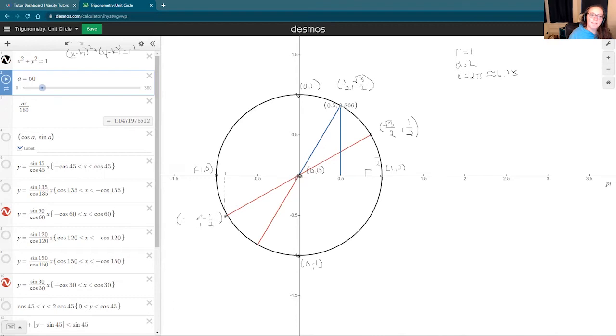Oh, it's negative √3/2. That's correct. Good job. Yeah. And this one right here is going to be negative 1/2, negative √3/2. See how that works? When you can literally see it. See? Now I wish I could, you know what? I'm just going to do something real fast.